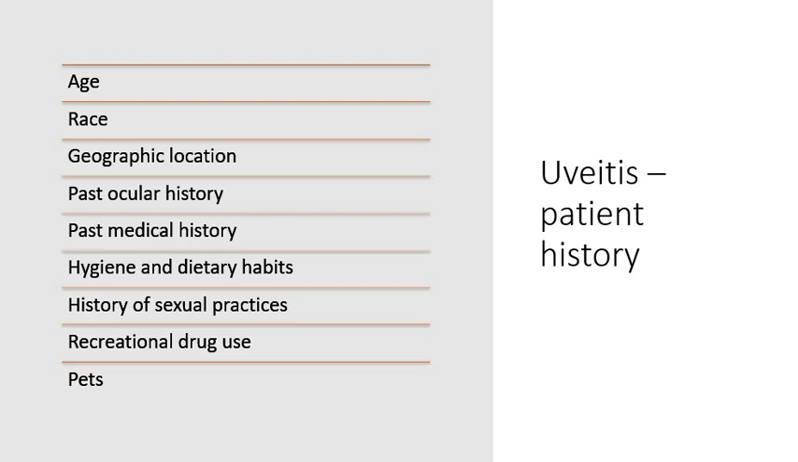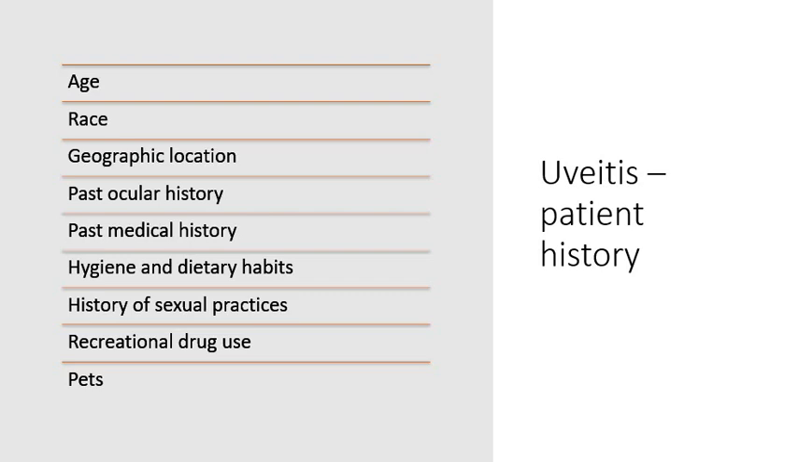So if you're suspecting a patient has uveitis, then getting a history of their sexual practices is important. Recreational drug use, the same scenario, because the risk of HIV infection or fungal endophthalmitis from recreational drug use, sharing of needles and so on, can predispose a patient to having uveitis.